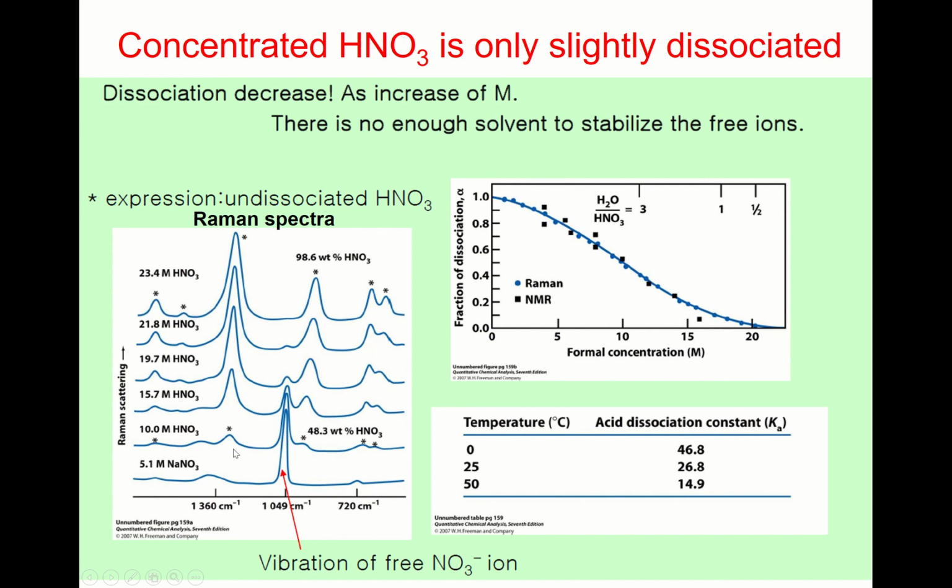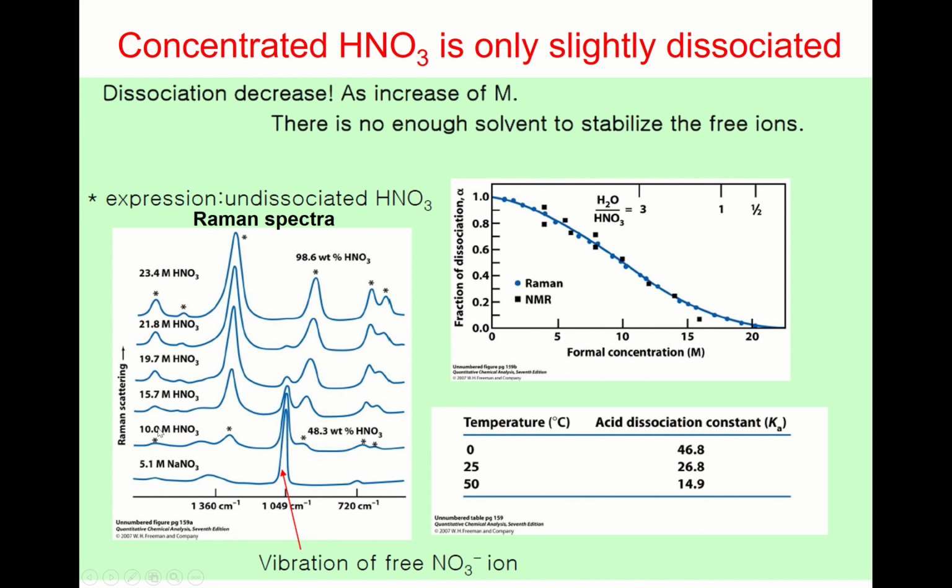Okay, let's look at that. For 10 molar nitric acid, this concentration is already very high. There are not many cases in which you work at such a high concentration, but anyway, let's consider these high concentrations. For 10 molar nitric acid, this peak is very prominent. That means the dissociation is great.